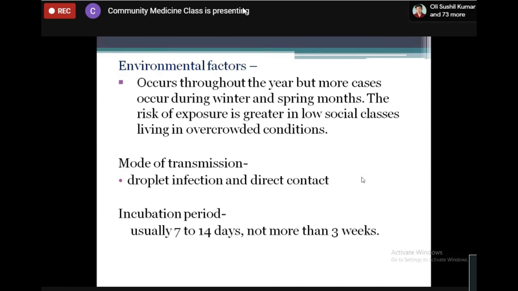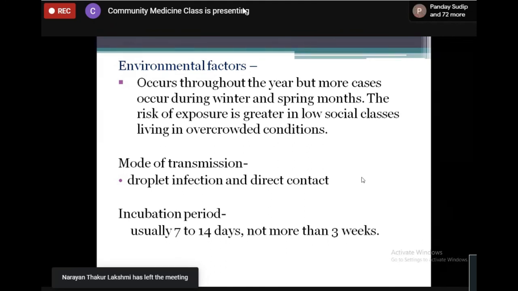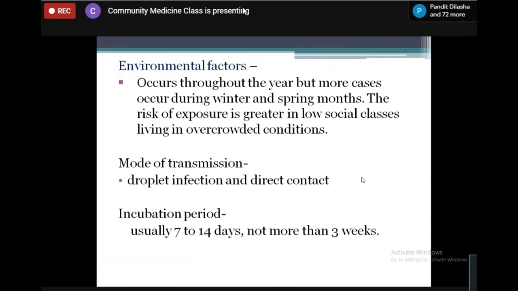Mode of transmission is droplet infection and direct contact. Incubation period is 7 to 14 days. Earlier in diphtheria it was 2 to 6 days, whereas in this it is 7 to 14 days, but not more than 3 weeks. See, incubation period is not more than 3 weeks.